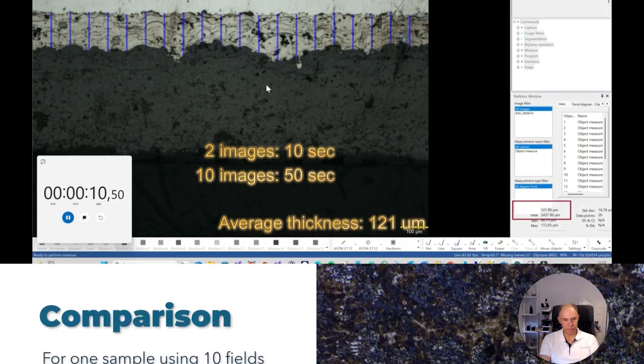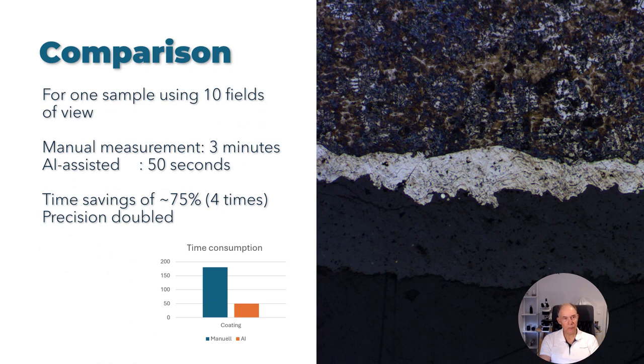So if to compare, when using 10 fields of view, which is our baseline, it takes 3 minutes compared to 50 seconds to do it manually versus AI assisted. That is a time saving of 75% or 4 times quicker if you like. And in this particular case, the precision was doubled.